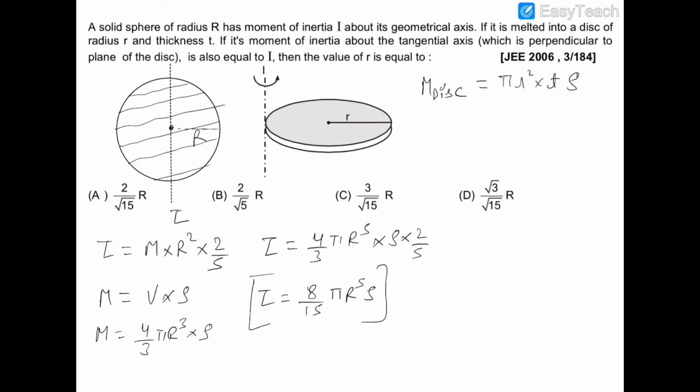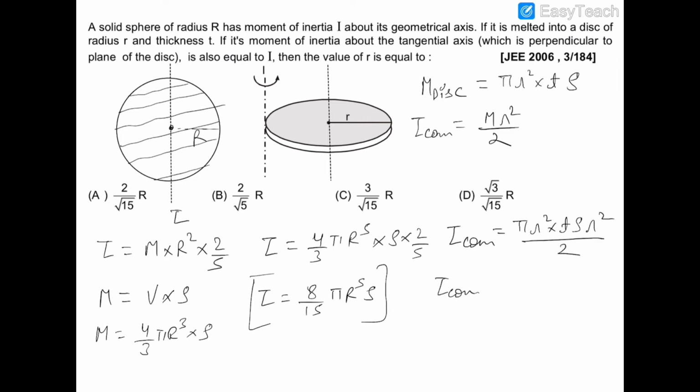Now let us find out the moment of inertia of the disk about the central axis. So this is the central axis. So ICOM will be equal to m r square by 2. So ICOM will be equal to m is pi r square t rho into r square by 2. So ICOM will be equal to pi r to the power 4 t rho by 2. So this is the moment of inertia of this disk about the central axis.